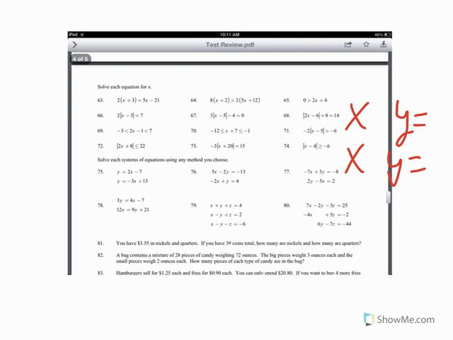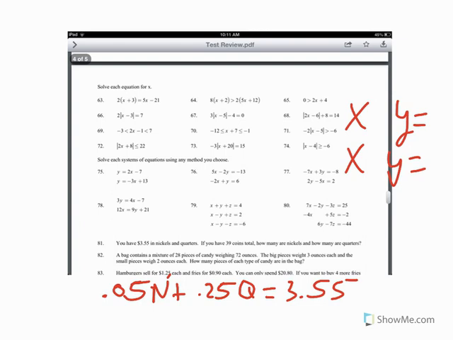81 says you have $3.55 in nickels and quarters. Alright, so first things first, you need to understand when it deals with money, money's always going to go with money. So that's going to be 0.05 N, so I'm just saying each price of the nickel, each price of the quarter, plus 0.25 Q is equal to $3.55. And then I have a total of 39 coins.